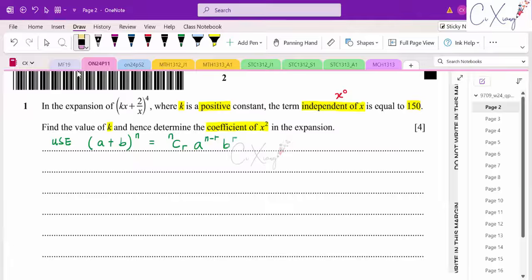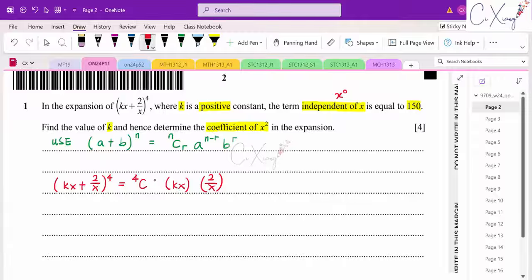Now we are going to decide what is the correct r that we need to get the term that is independent of x. What we have in our bracket is kx as a first term and also 2 over x as a second term, power 4. So by right you should have 4c something, then kx power something, then 2 over x power something. So the 2 over x should be power r, and then kx should be power 4 minus r. And we need to decide the r ourselves.